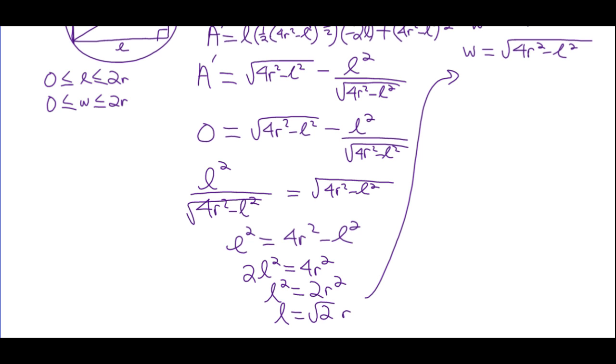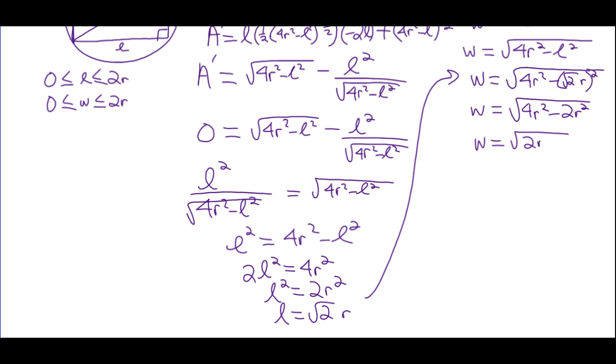Which usually takes us right up here, where W is the square root of 4R squared minus root 2R squared, minus 2R squared, which is 2R squared, or root 2R. So look, L and W are the same. So it's a square.